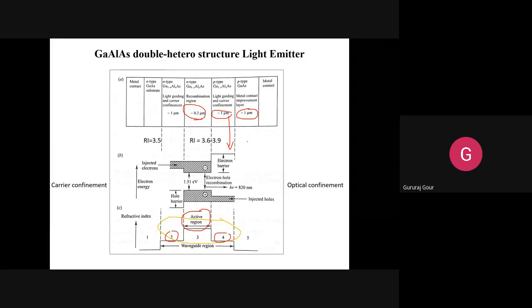So why did they keep it very low? One thing, let me complete this refractive index related topic first.